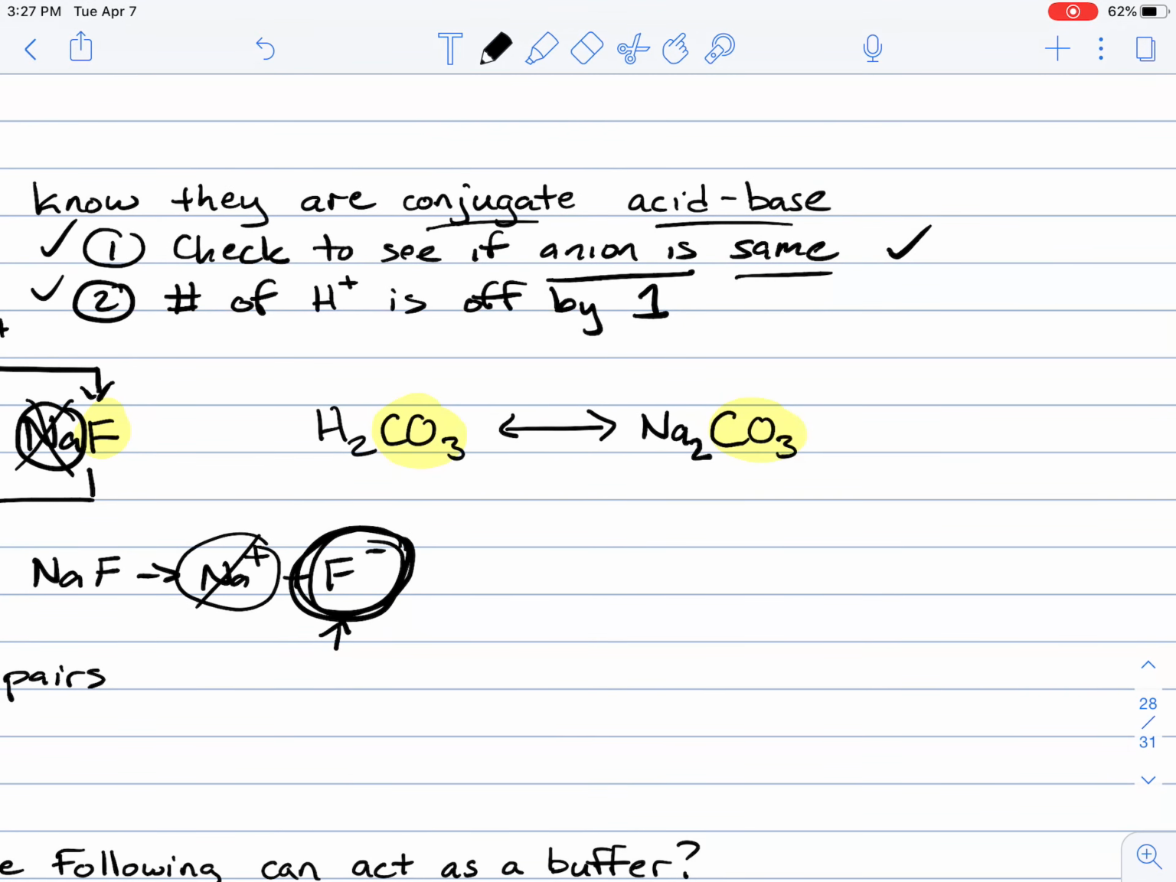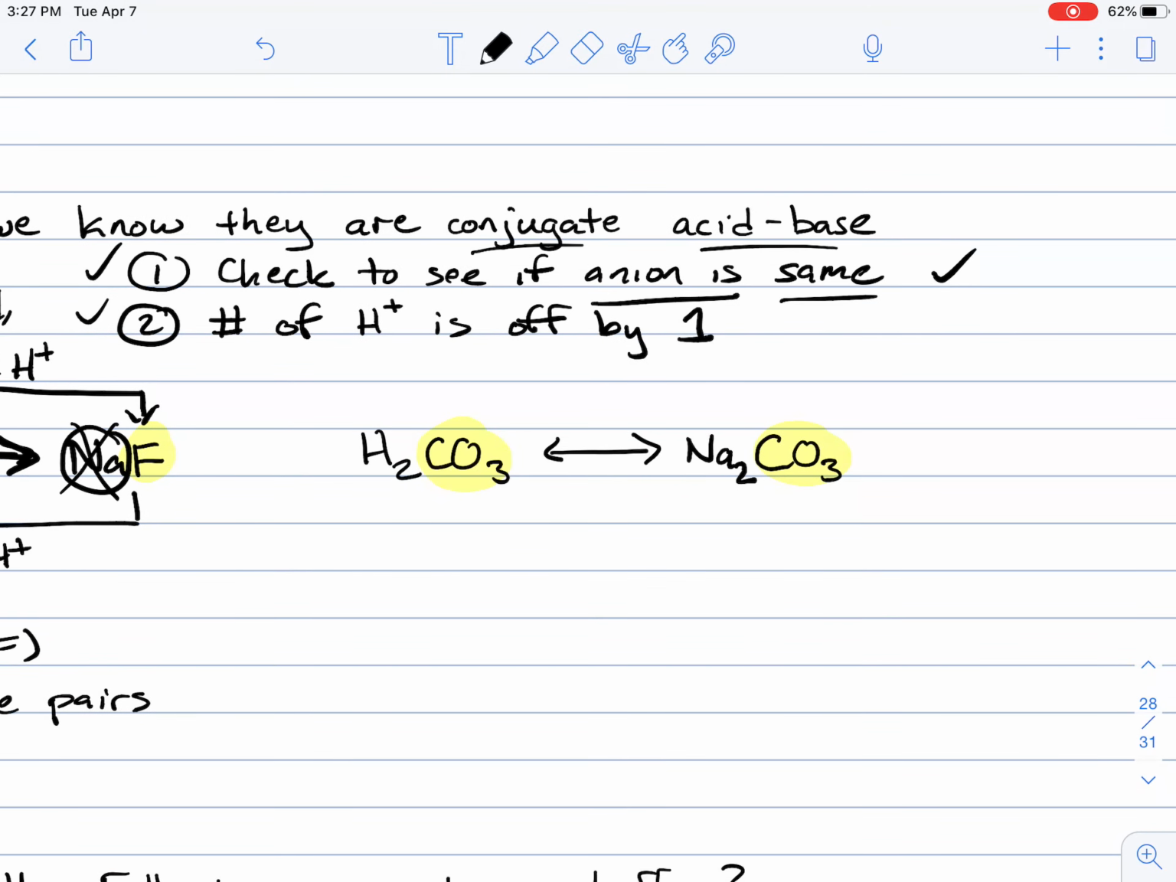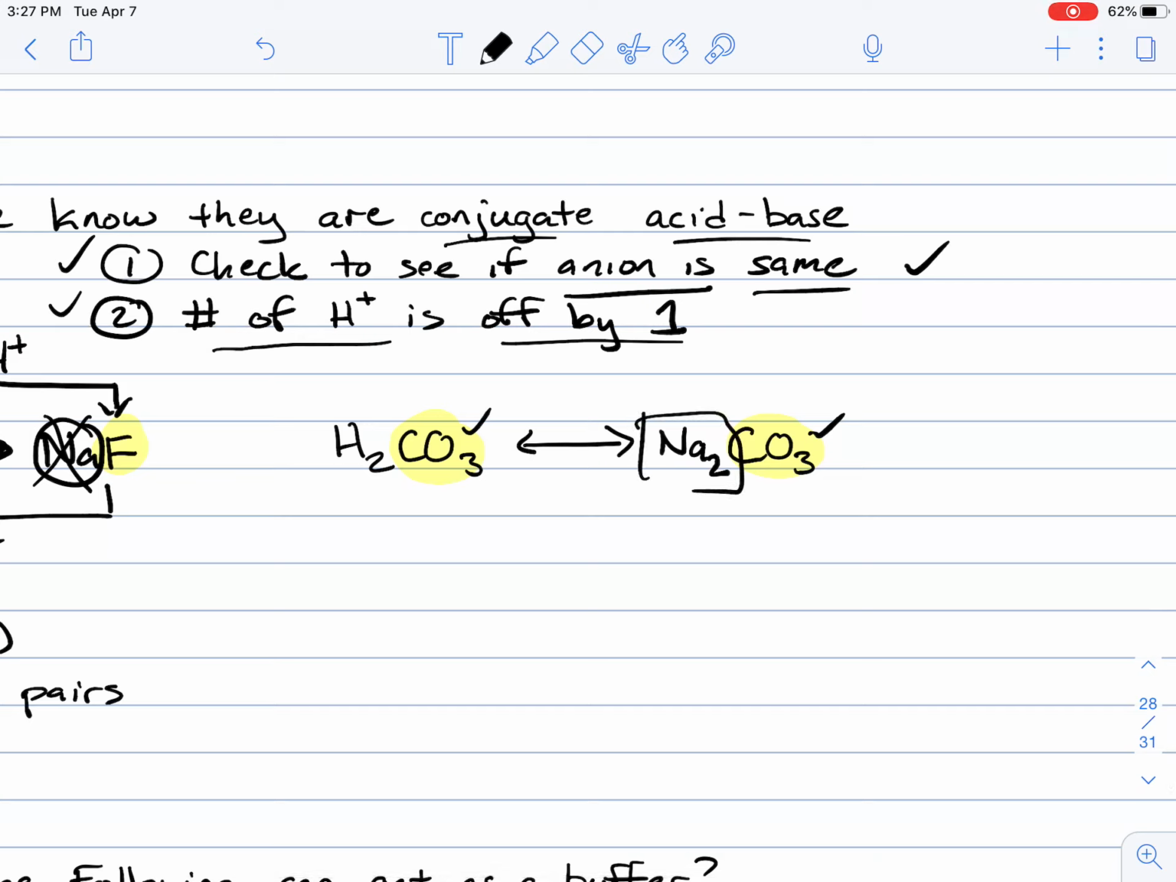And so let's go ahead and erase this guy real quick. Okay. Let's go ahead and check out that second example. We already know that the anion is going to be the same. And so what we need to do next is check to see if hydrogen ion is off by 1 between both of these compounds. Since we're dealing with sodium once again, we're going to ignore this. And so we can rewrite this as H2CO3 and then CO3 2 minus.